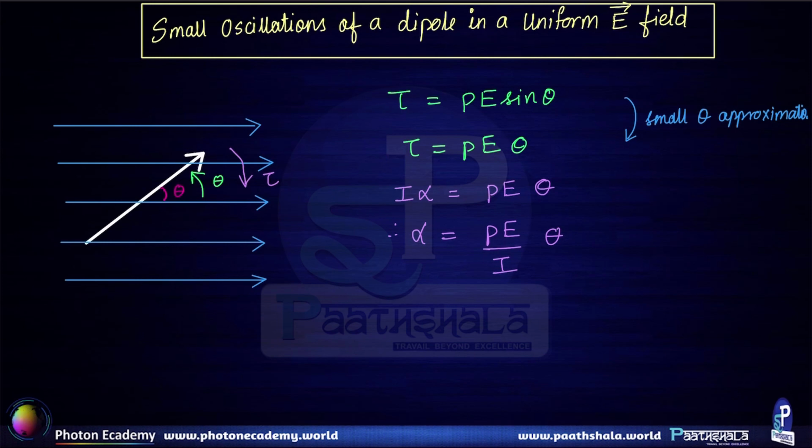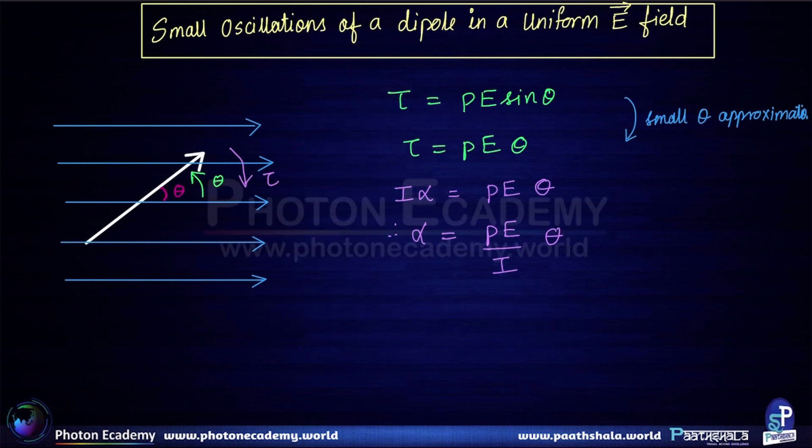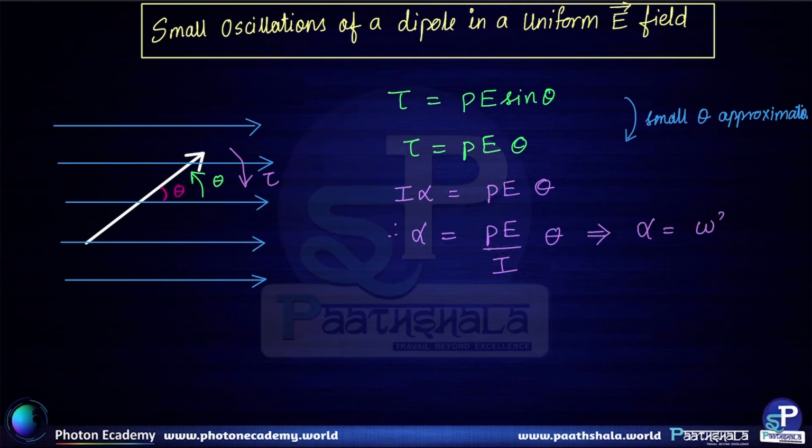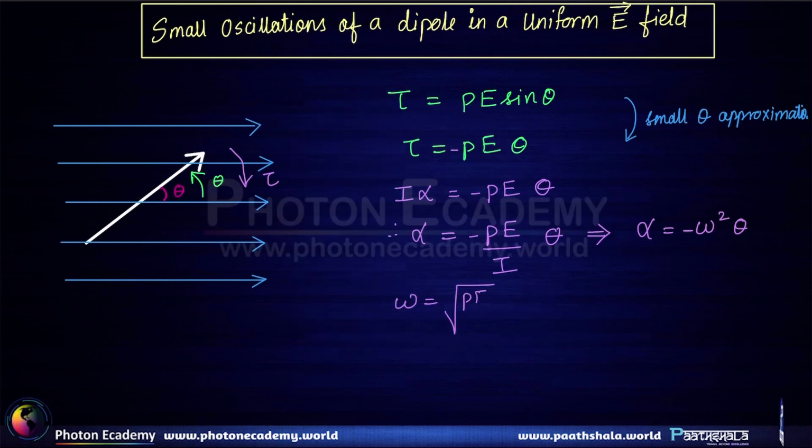Alright, so this is what we get, and we already know that this is restoring torque. So this looks exactly like simple harmonic motion, and this is going to imply that alpha is equal to omega square theta. I am skipping the negative sign over here that is customarily written down because it is understood that the torque is restoring, or we can now put in the negative sign, and omega happens to be equal to root of PE divided by I. So this is the angular frequency with which the dipole oscillates.